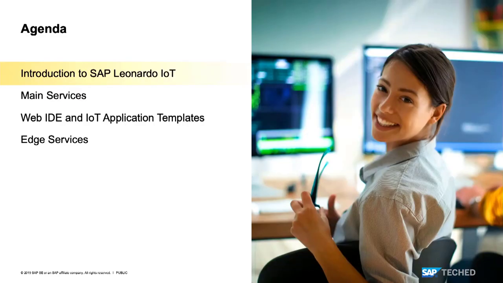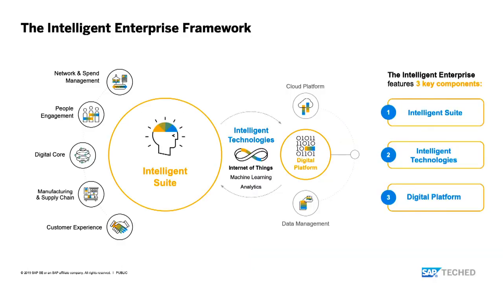Let's first have an introduction to Leonardo IoT. At the very beginning, we have to look at the overall picture, how Leonardo IoT is embedded in SAP strategy. SAP strategy at the moment consists of three key components in the so-called intelligent enterprise framework. The first key component is the intelligence suite. That's more like your traditional system of records applications, application suites like people engagement and of course customer experience, but also manufacturing and supply chain management, which is very important in the IoT area, of course.